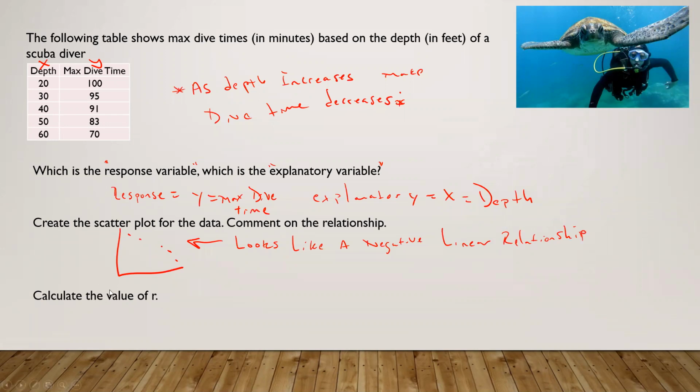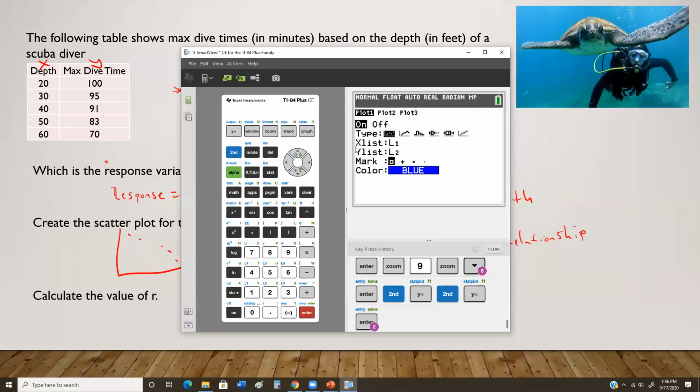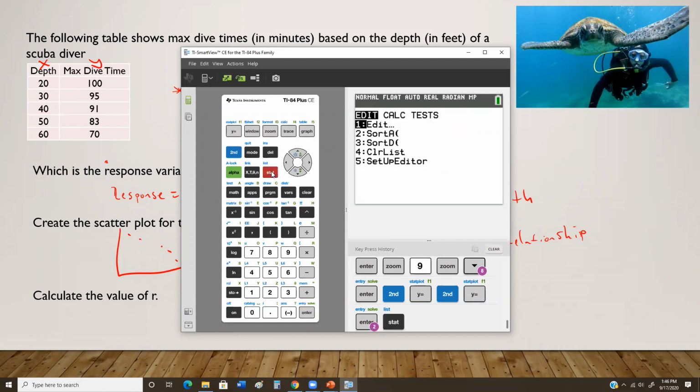Okay, so the next thing it's going to say is to calculate the value of R. All right, the good news is your calculator does this for you, okay? So we're going to hit stat on our calculator. We're going to go over to calc.